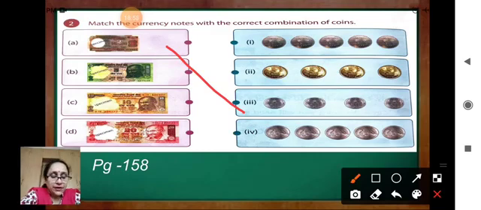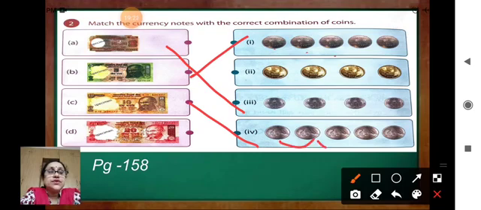Okay. Now question B, 5 rupees note. Now, how you will make 5 rupees note? See here. 1, 2, 3, 4, 5. Okay. So, match it. Now, 10 rupees. 2 plus 2, 4. 4 plus 2, 6. 6 plus 2, 8. 8 plus 2, 10. Understood?